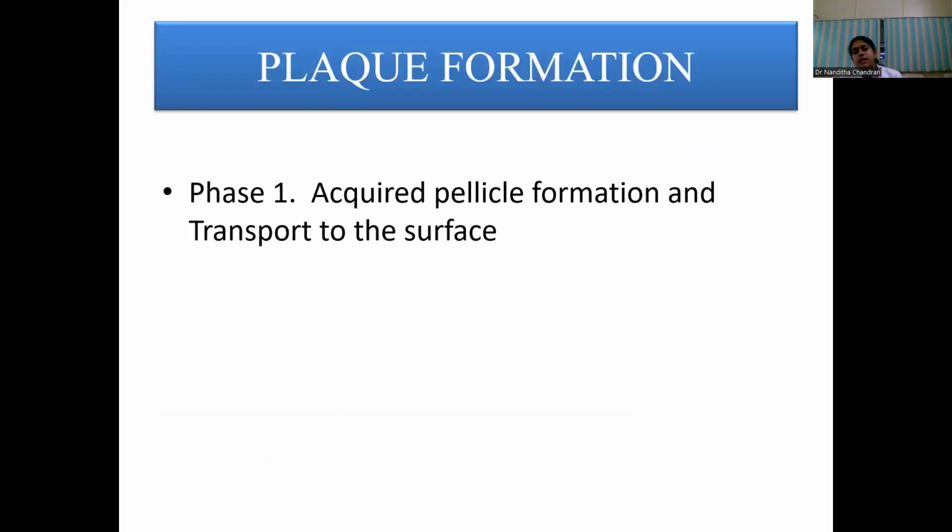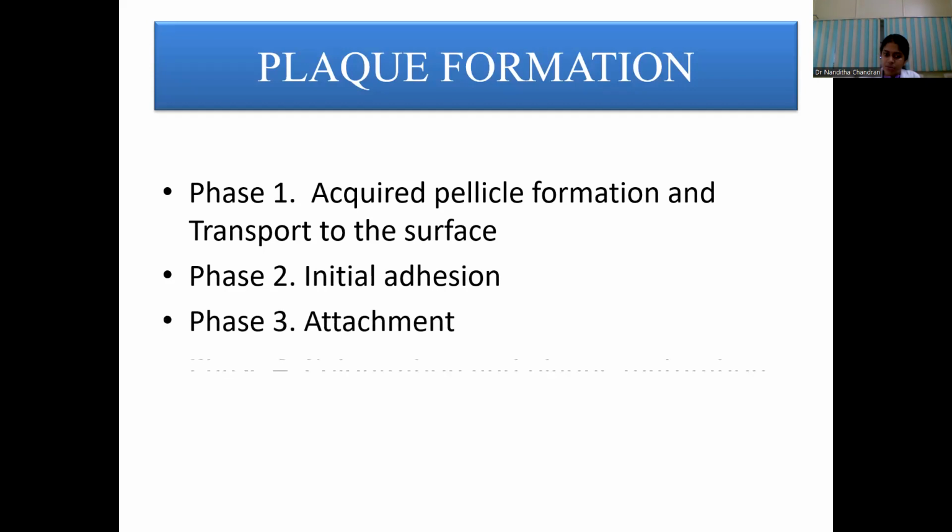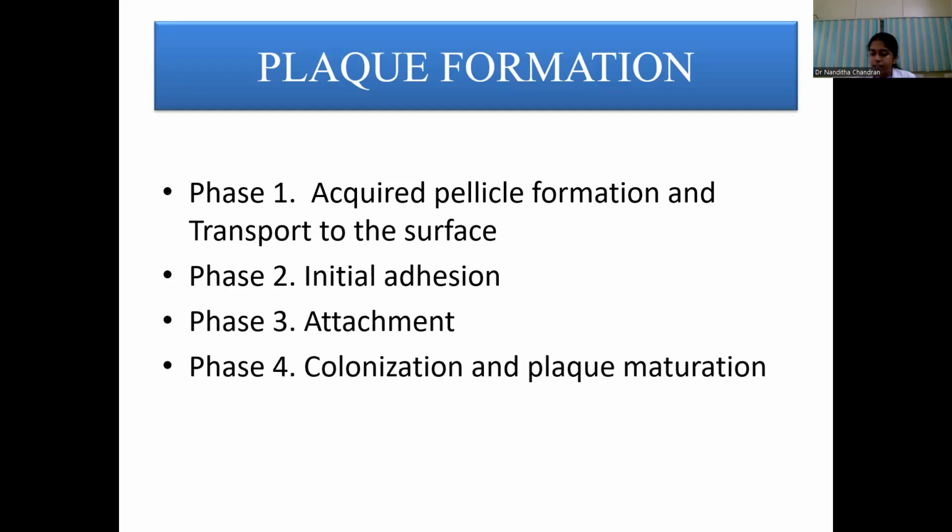Now, the important aspect of this topic is the steps in plaque formation. What are the different steps? Initially, the first phase is formation of an organic or acquired pellicle and then transport of bacteria to the surface. Second phase, initial adhesion. Next, attachment. And finally, colonization and plaque maturation.